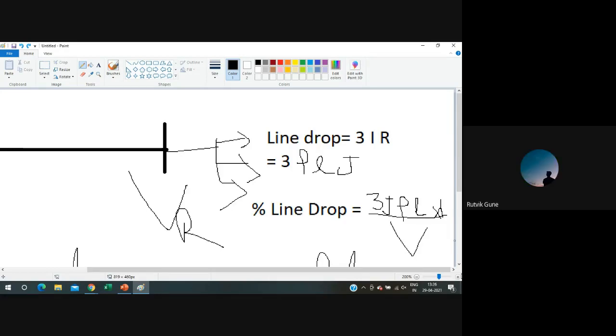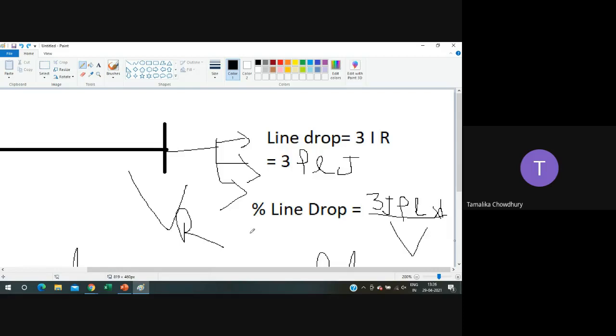Yes, ma'am. So that is the reason if we increase the voltage, the line drop or the percentage line drop decreases, provided all other things are constant. Whatever is in the numerator, rho, L, J, these being constant, V is inversely proportional to line drop. So line drop decreases when the transmission voltage increases.